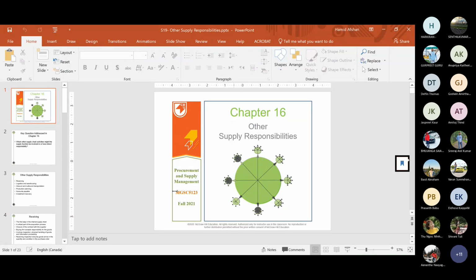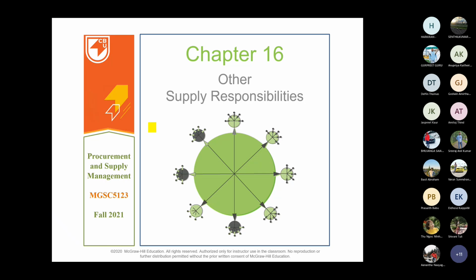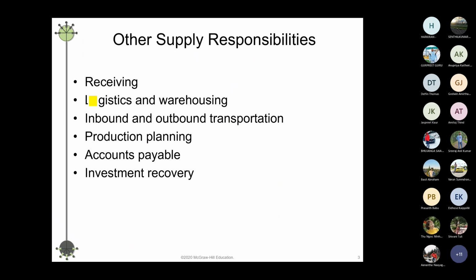So other supply responsibilities. Here we are talking about 6 different responsibilities that could also be assigned to the procurement and supply department: receiving items, logistics and warehousing, inbound and outbound transportation, production planning. As you remember, this was the most weird one, but it is in many cases a part of the supply department, accounts payable, and investment recovery.